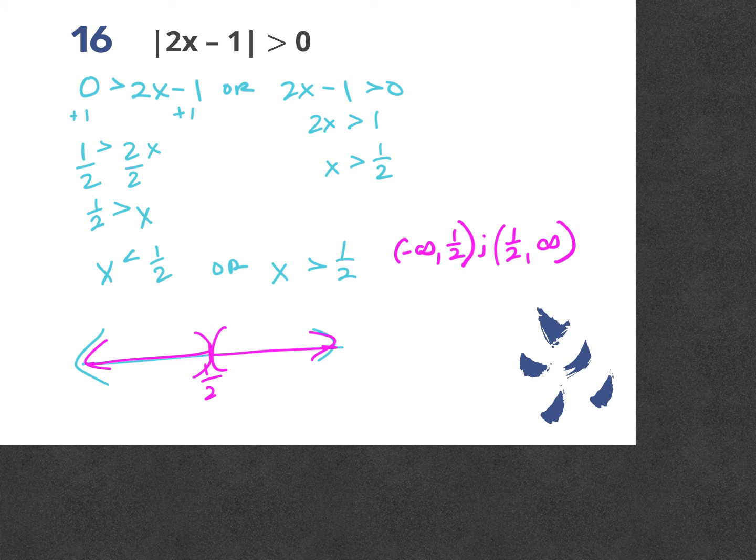Do me a favor, just go to WebAssign real fast so you can practice the graphing on the number line, and let's make sure it's not glitchy.